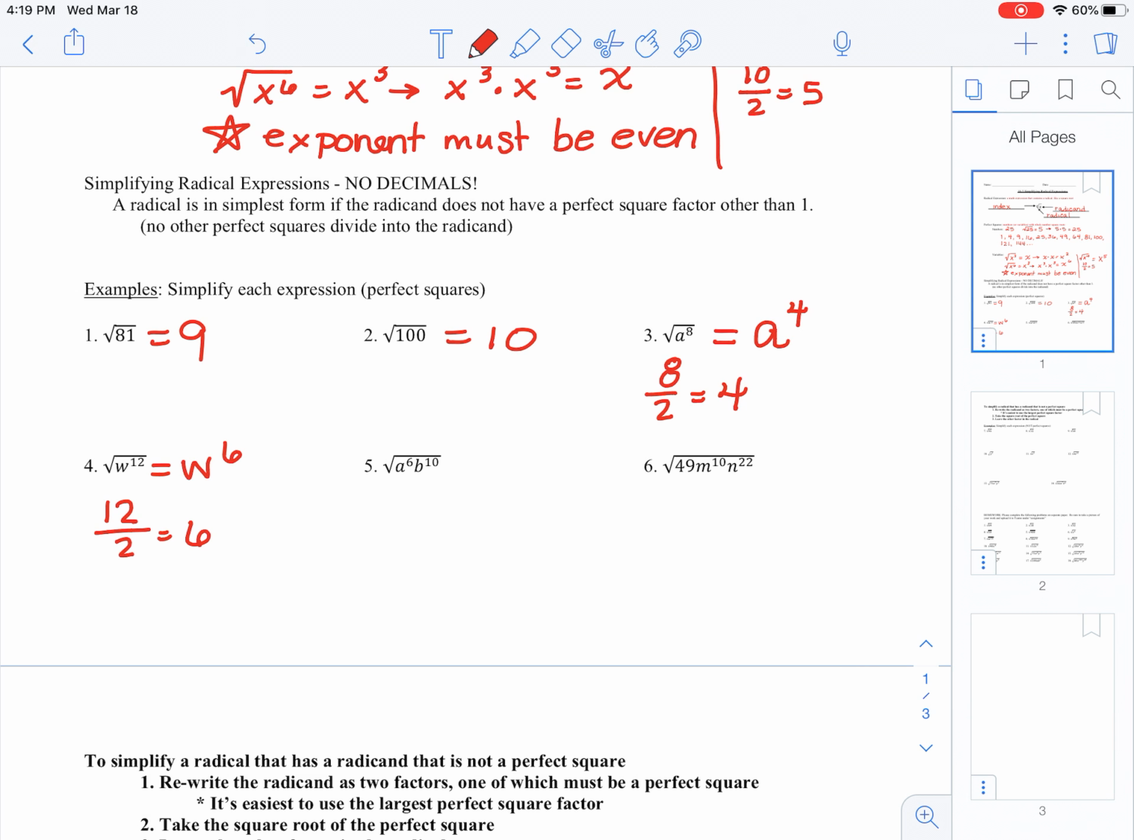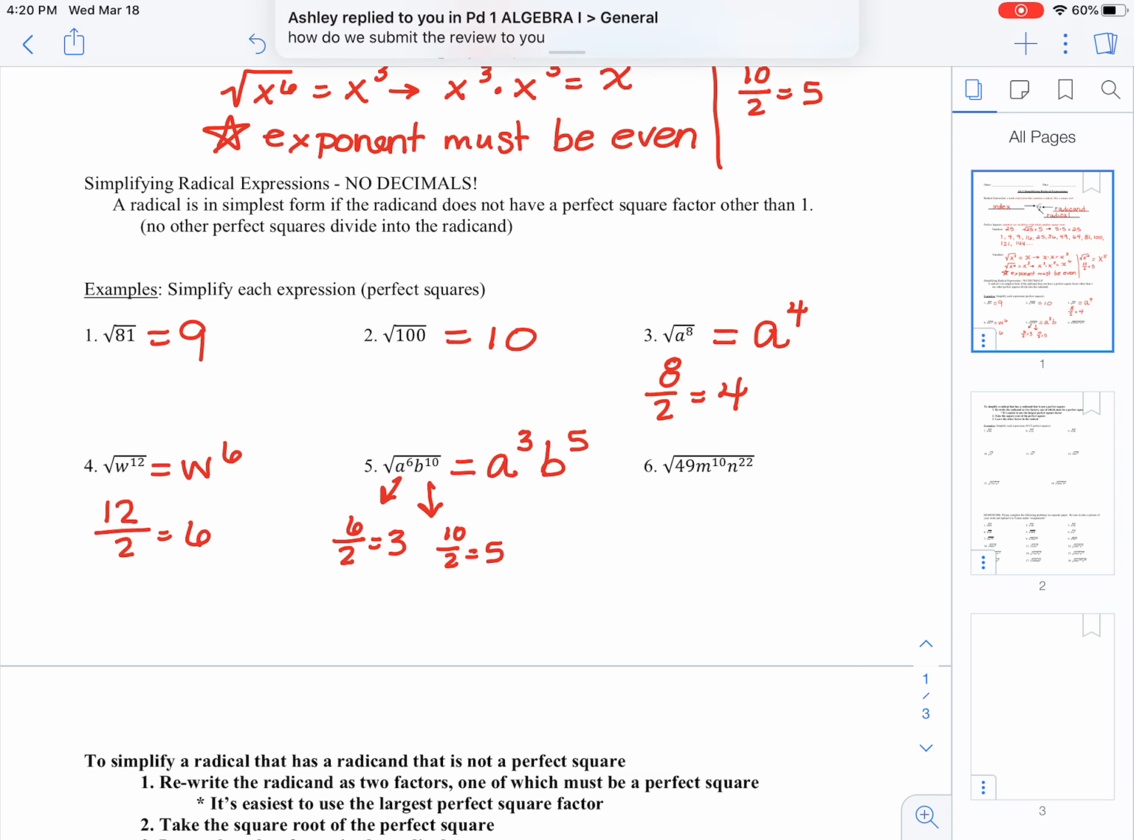In question number 5, here we have 2 variables. We'll work with each of them separately, but they follow the same rules. So if I have a to the 6th power, I take 6 divided by 2, which is 3. So the square root of a to the 6th power is a to the 3rd power. Then for the b's, 10 divided by 2 is 5. So the square root of b to the 10th power is b to the 5th power.